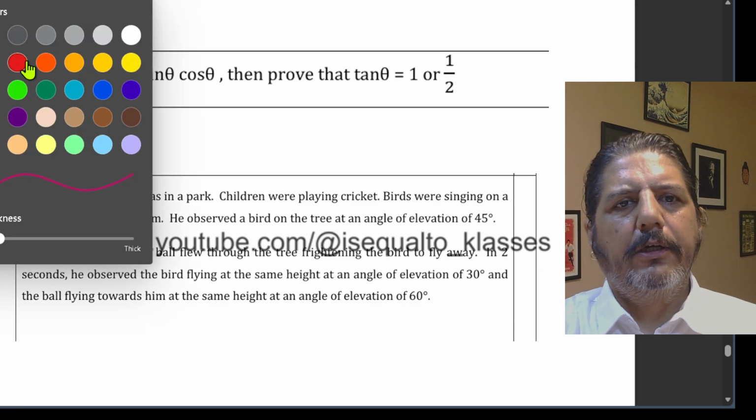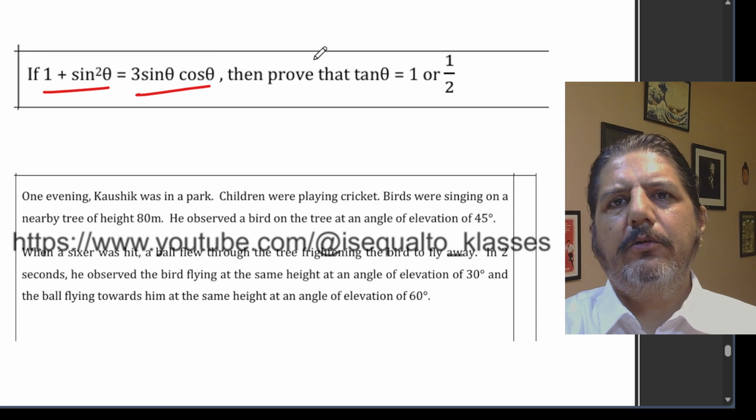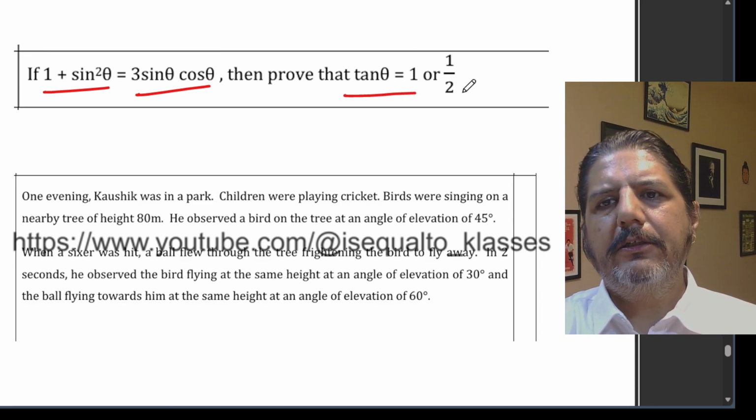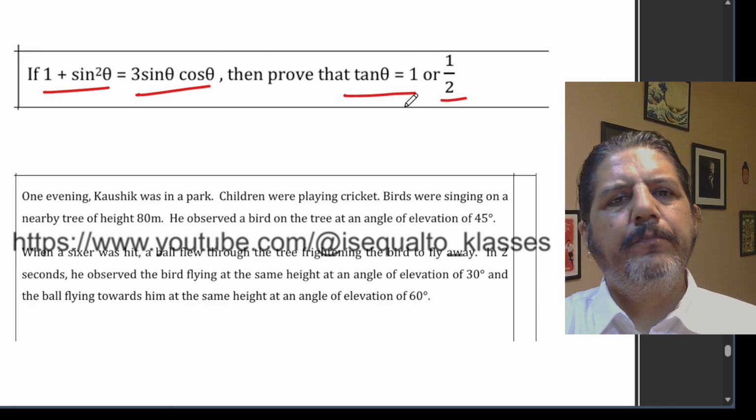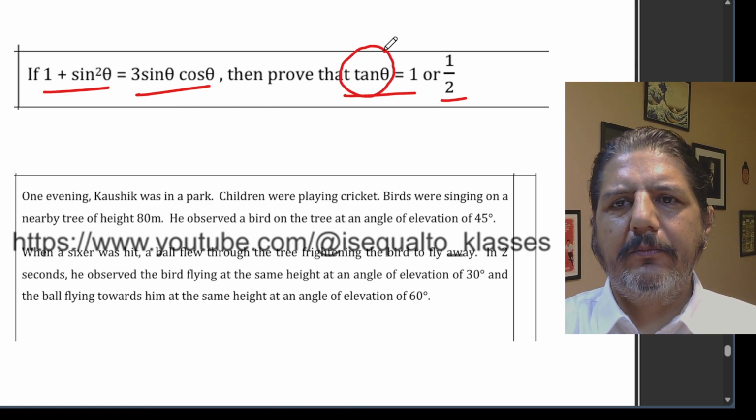So let's move to the next question. 1 plus sine square theta is equal to 3 sine theta cos theta, and prove that tan theta is equal to 1 or half. Now, see, when I look at this tan theta, I get some clue about what might be happening.